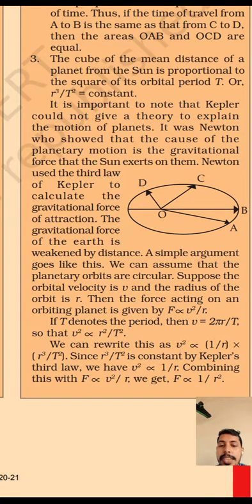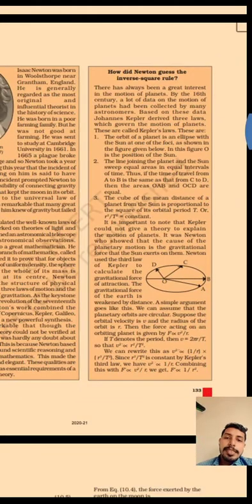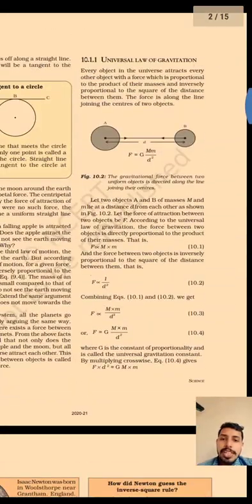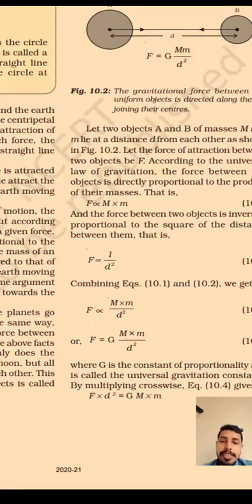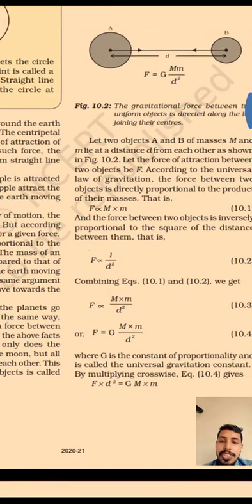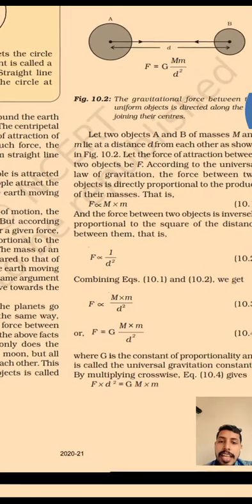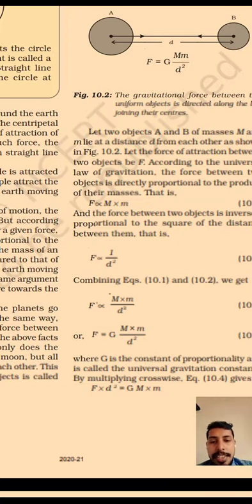V square we can give 1 by r, then 1 by r square you will get. So F is directly proportional to 1 by r square, where r is the radius of that circle. So we get F is directly proportional to 1 by r square. That is an inverse square law. This inverse square law Newton used, so that we got F directly proportional to 1 by d square.